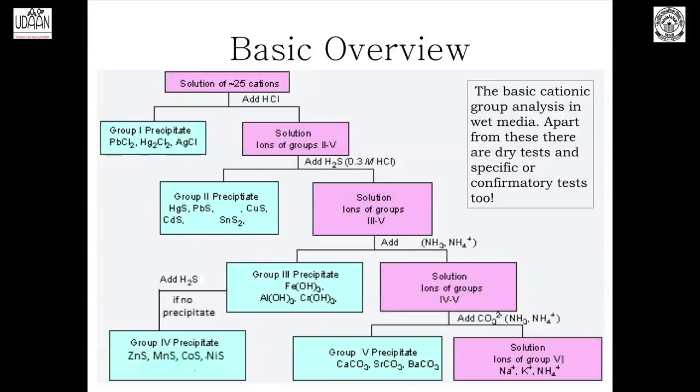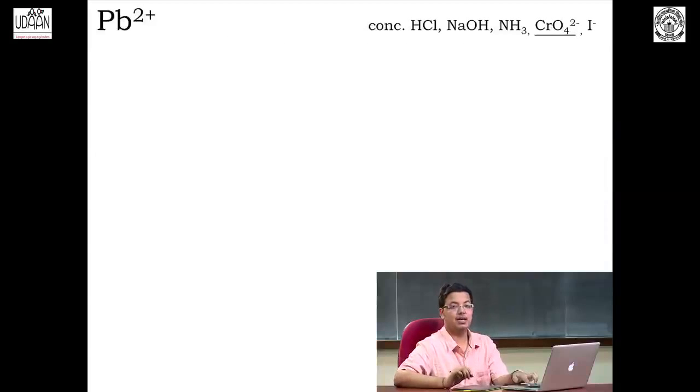So, the basic cationic group analysis in wet media, this is the basic principle of this group analysis. Apart from these, there are dry tests and also confirmatory tests. In the course of this discussion, we will be covering them as well. Let us start with this group analysis. The first step that we do to an unknown sample is add group 1 reagent to it in order to detect the cations if present in group 1.